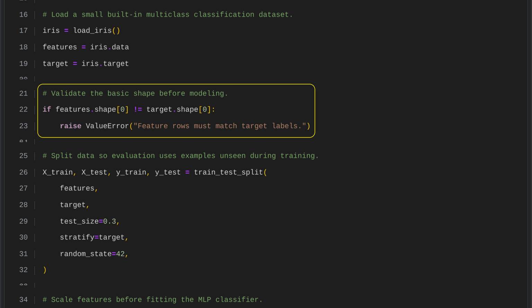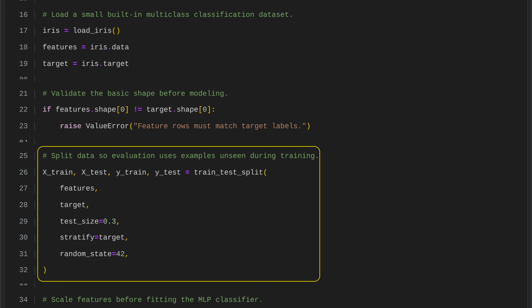Before training, the code verifies that the feature data and target labels have the same number of rows. This confirms that each example has a matching label, which is required for supervised learning. If they do not match, the code raises an error to prevent training on misaligned data.